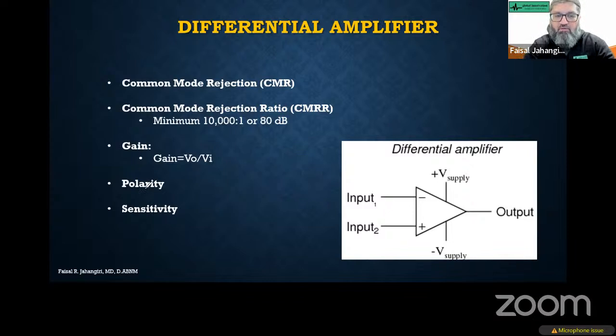So you have two functions. One is common mode rejection. Common mode rejection means that any signal which is common mode will be rejected. And the second is the common mode rejection ratio. The ratio means how many times it gets rejected out of the total. The minimum required according to guidelines, and for exam purposes, is 10,000 to 1. That means for every 10,000 signals, one signal will pass.